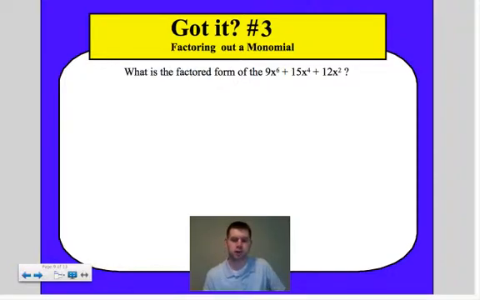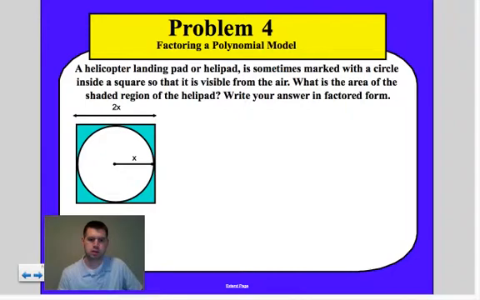Alright, so got it number 3. Go ahead and factor that out. If you have questions, let me know. Alright, so we look at story problems involve this.